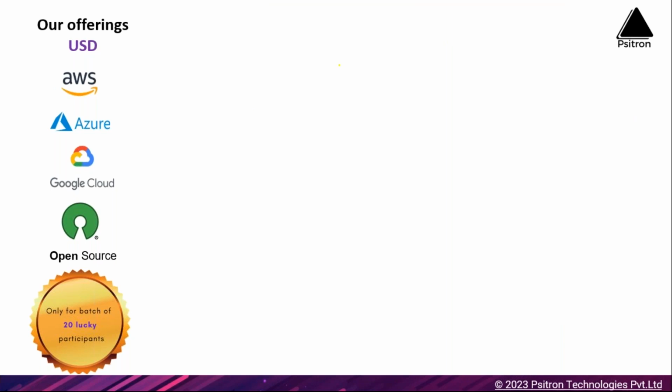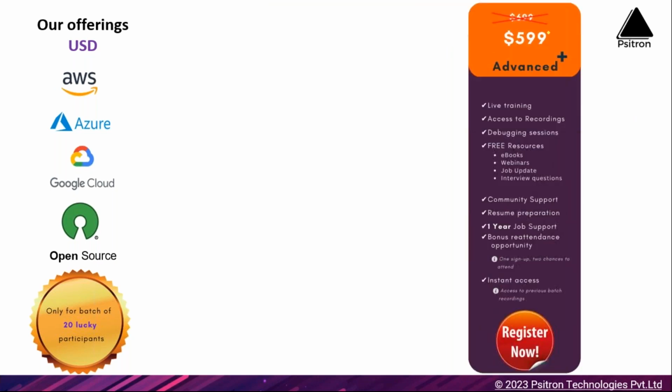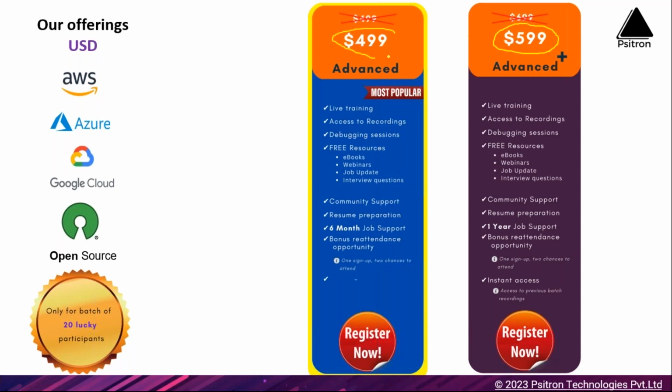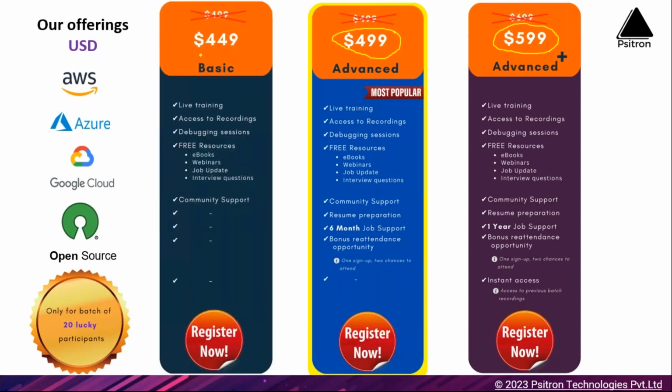Let's say you're not from India, and you're joining from the US or UK or any part of the world, so your pricing will look something like this. Our advanced plus plan starts from $599 only, our advanced plan starts from $499, and our basic plan starts from $449 only.